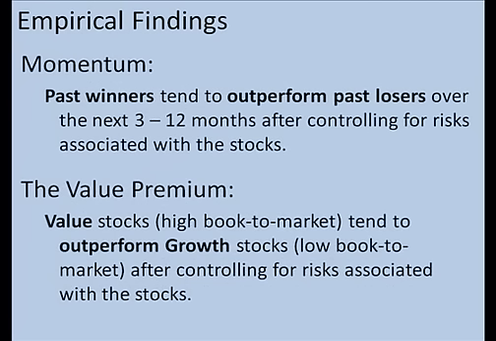More recently, studies have started to look at a phenomenon called momentum. What researchers have found is that past winners tend to outperform past losers over the next 3 to 12 months after controlling for all the risks associated with the stocks. A past winner would be a stock that has earned high returns over the last 6 to 12 months, while a past loser would be a stock that has earned low returns over the last 6 to 12 months.